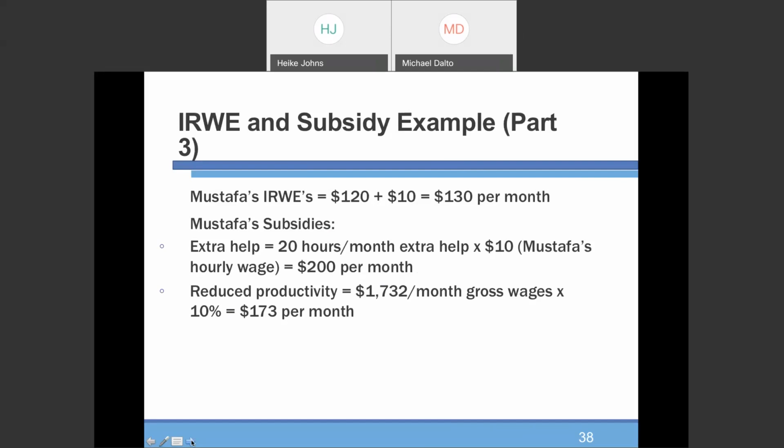And 10% of his $1,732 a month average gross wage would work out to $173 and slightly more in change.